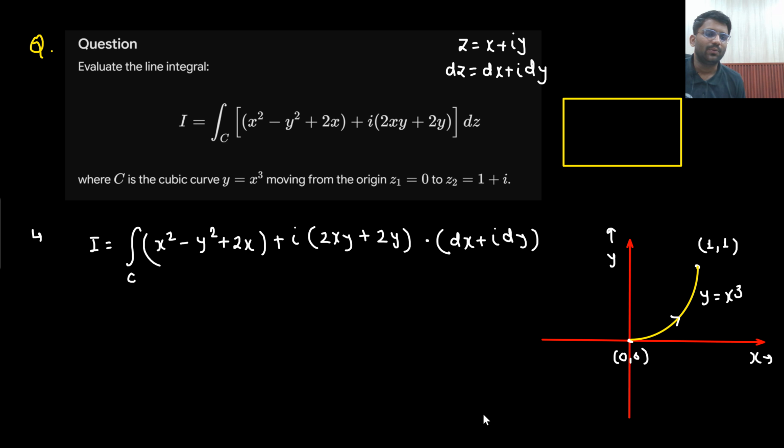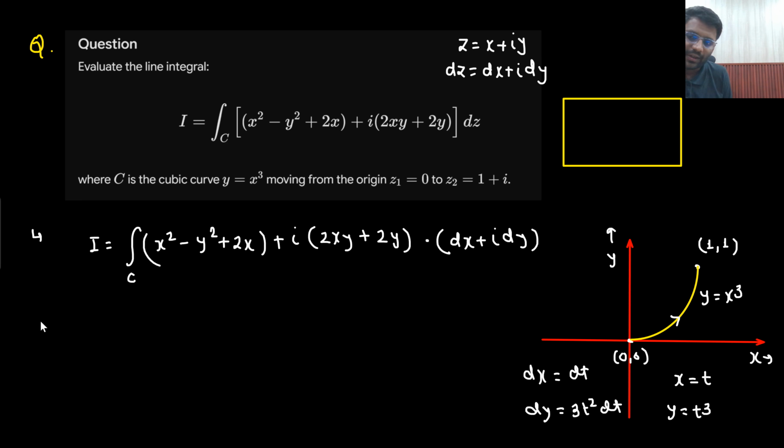So what do I need to do? How to solve these kind of questions? In vector calculus we have studied, no? One variable I will make, x equals t, and y will come out to be t cube. If I put x equals t and y equals t cube, then dx will come out to be dt, and dy will come out to be 3t square dt.